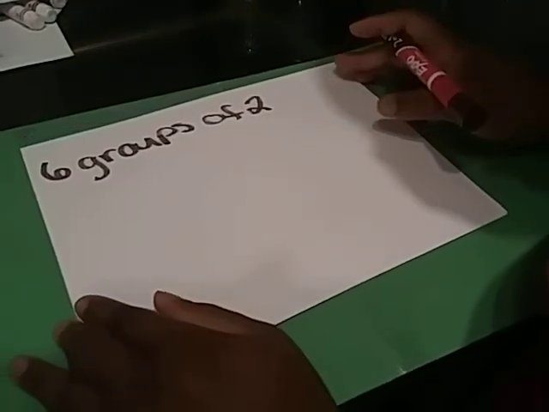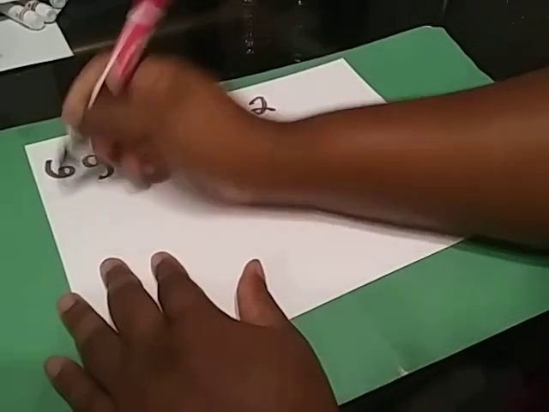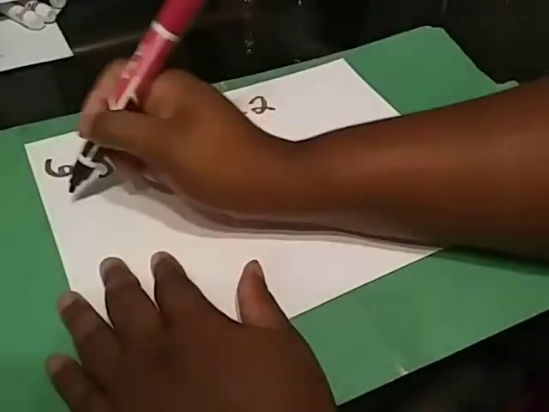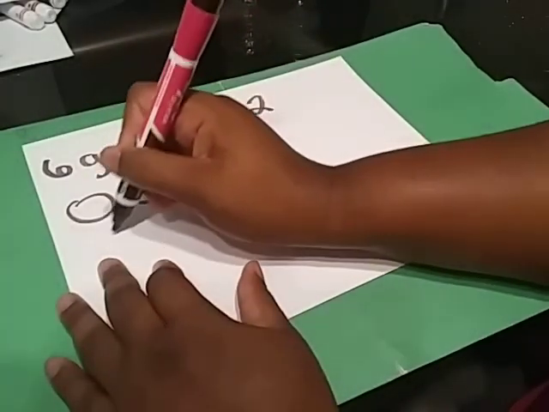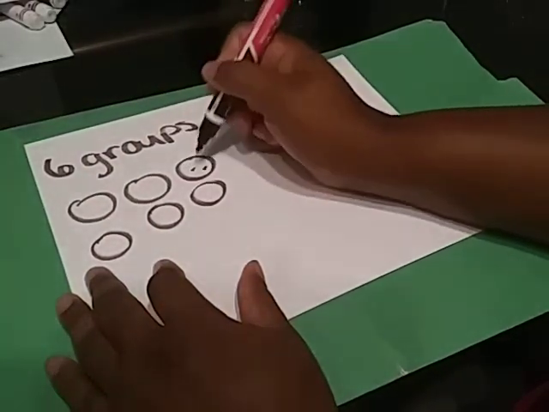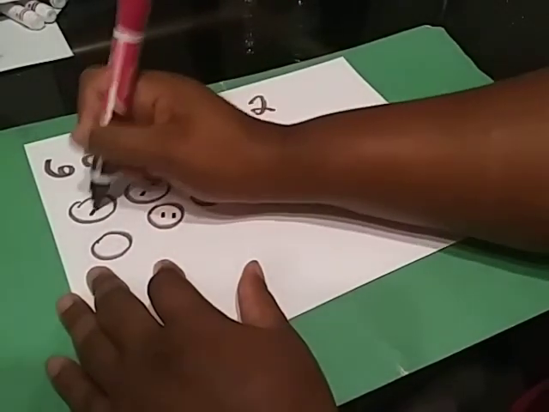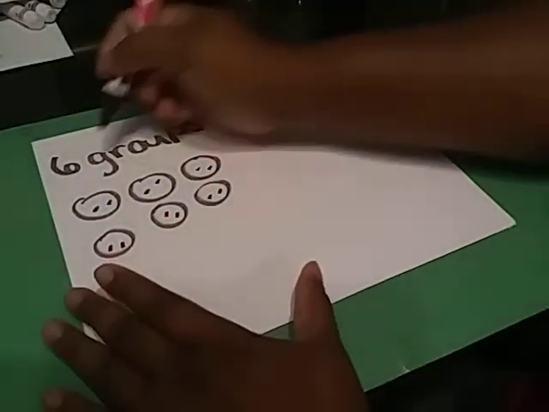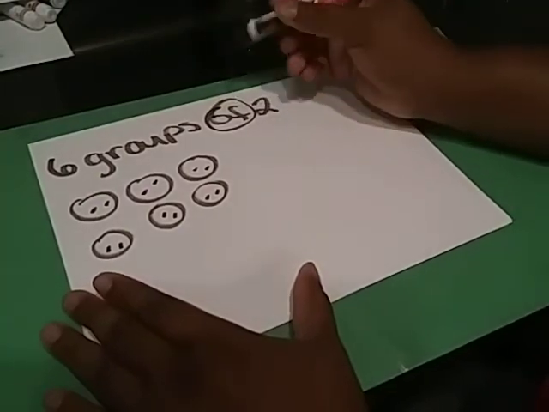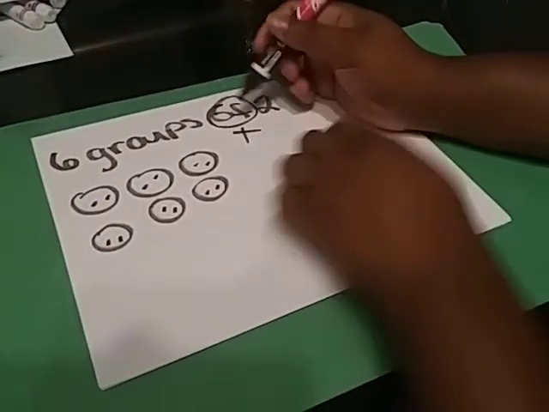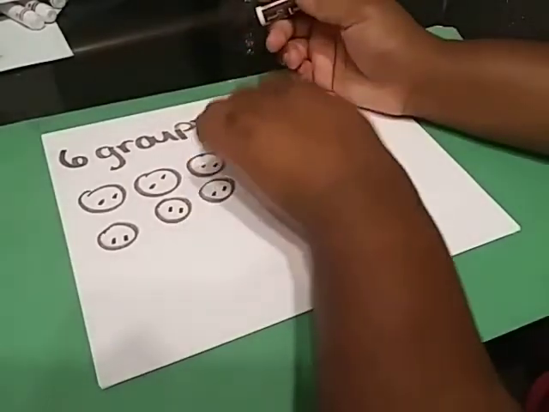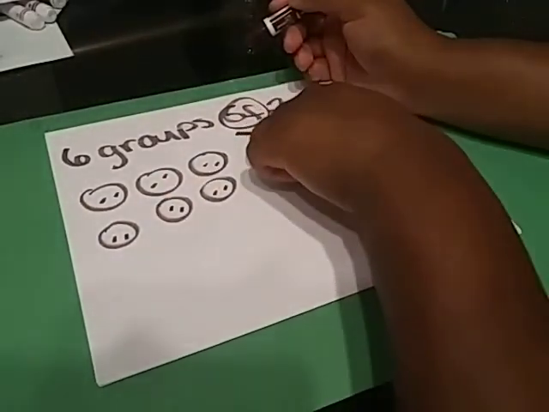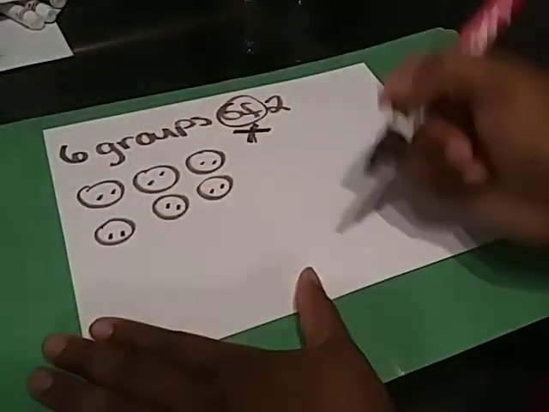Six groups of 2. That is simply saying I'm going to show you a picture and I'm going to do a multiplication equation to match it. I have 6 groups of 2. Of means multiply, and it's also saying that's how many in each group. I have 6 groups, and 2 is in all 6 groups, as shown here.